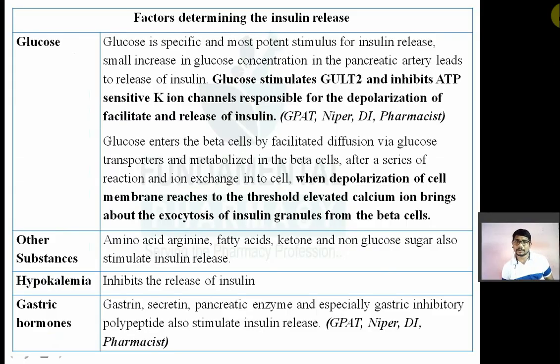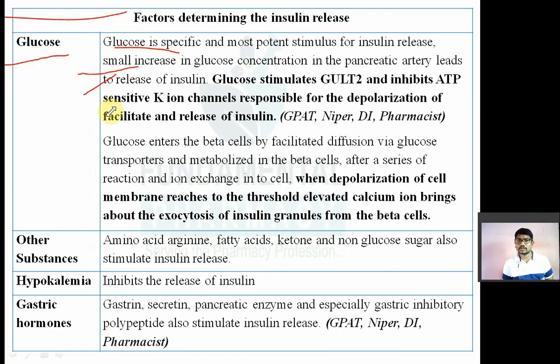Now, factors determining the insulin release. So what are the different factors that decide the insulin release? First one is glucose. Glucose is a specific and the most potent stimulant for insulin release. A small increase in the glucose concentration in the pancreatic artery leads to release of insulin.